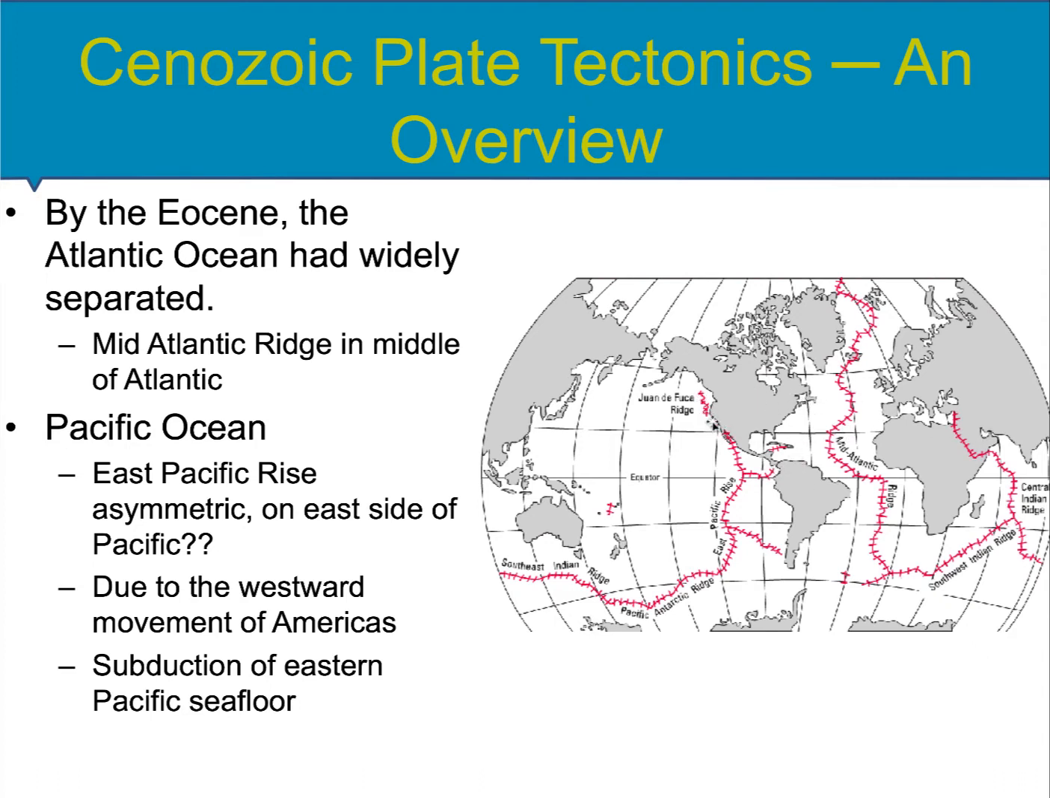But when we look at the mid-oceanic ridge in the Pacific Ocean, note that it's not in the middle of the ocean, it's off to the east side. That's what we call the East Pacific Rise. And it's asymmetrical because as Pangaea rifted, both North America and South America are moving westward, and they're overriding that ocean plate that was on the east side of this mid-oceanic ridge here.